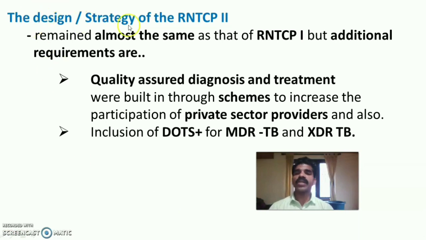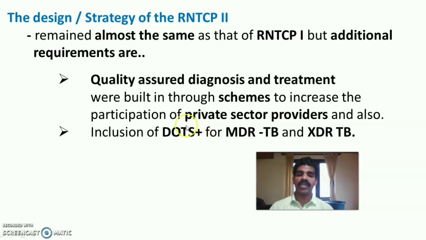Now let us continue with the strategy of RNTCP phase 2, or the design of RNTCP phase 2. The RNTCP phase 2 strategy, action plans and design were almost the same as RNTCP phase 1, but some additional requirements were added. Quality assured diagnosis and treatment were built in through schemes to increase the participation of private sector providers. Till that period it was initiated by the government sector. Now with this second phase strategy, one important strategy was quality assured diagnosis and treatment with the participation of private sector providers, and also inclusion of the DOTS plus program.